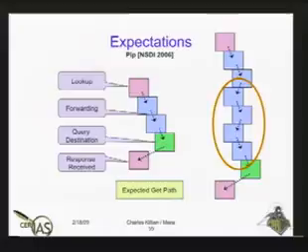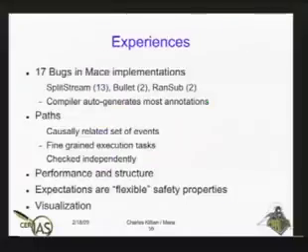So we've used pip to find 17 bugs in our own implementations. This is across 3 different systems: Splitstream, which is a streaming protocol; Bullet, which is a file transfer protocol; and Ransub, which is an aggregation protocol. And it's important to note that the Mace compiler auto-generates most of the annotations you need to insert into your code to use pip.